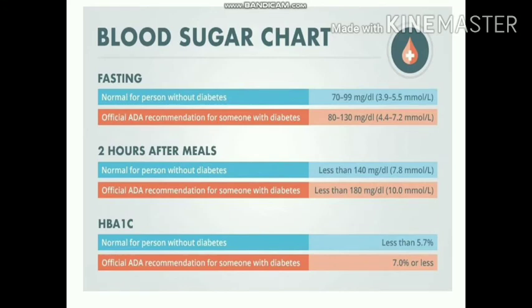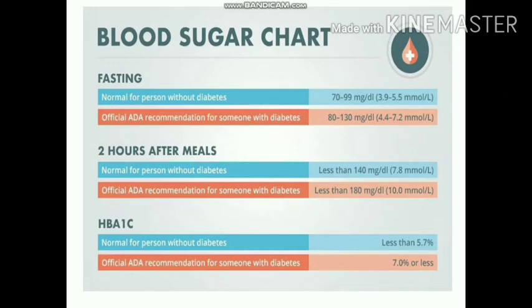Next, this is a blood sugar chart. Fasting, that is in the morning when we check the blood sugar, is normal for a person who doesn't have diabetes at 70 to 90 mg per dl, and for persons already diagnosed with diabetes mellitus, normal is 80 to 130 mg per dl. Next, after 2 hours of meals, for a normal person without diabetes it is less than 140 mg per dl, and for persons already diagnosed with diabetes mellitus, normal is 180 mg per dl.